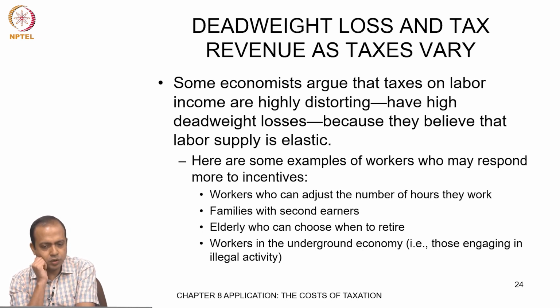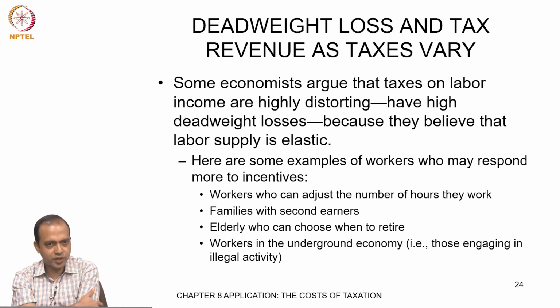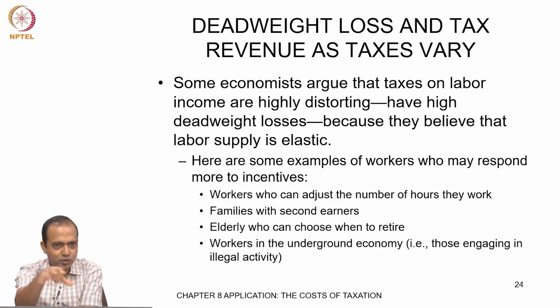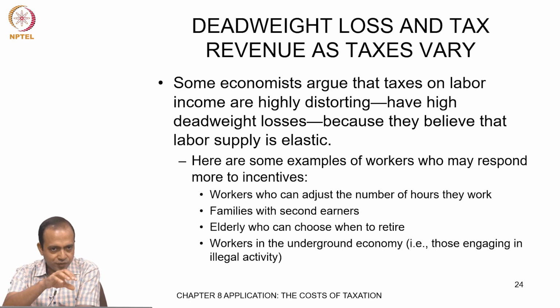Elderly people may retire early and not plan to work further post retirement. Workers in the underground economy will also change depending on the elasticity. Since underground work is not taxed, that income will increase. So, the more you tax legal work, the more illegal work will go up. That is how different workers will respond to the tax.